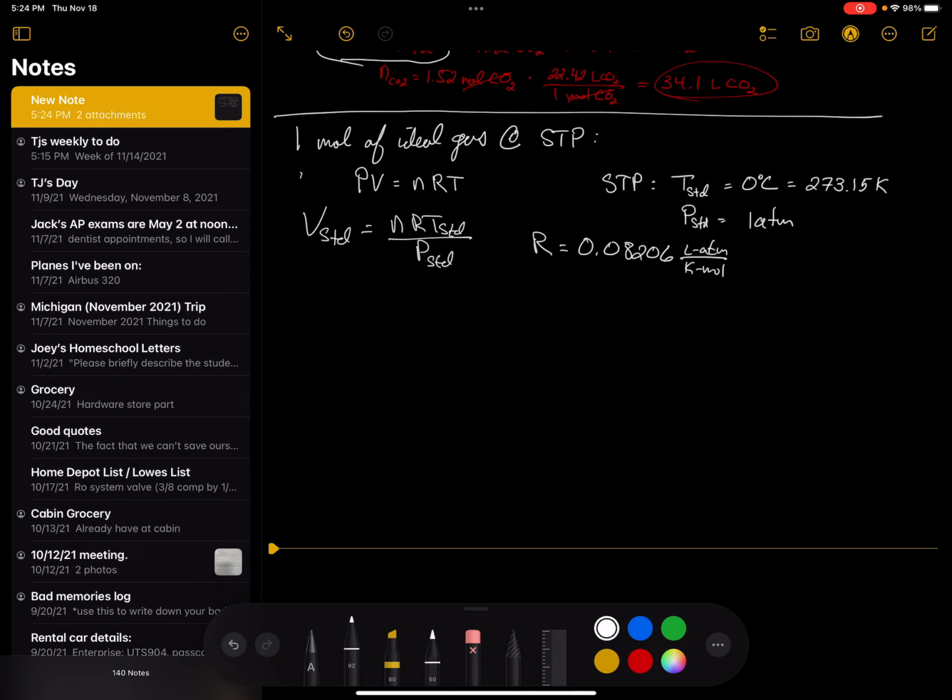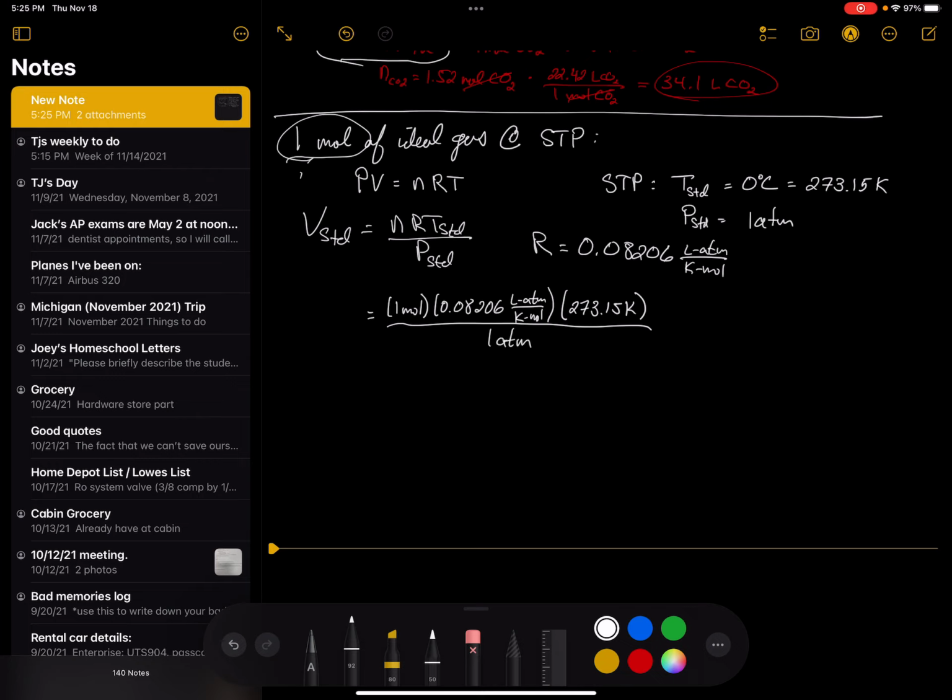Okay, so we can go ahead and plug all of this information in. We know what n is, we're saying 1 mole. We know R, we know standard temperature, and we know standard pressure. So we can enter all of these into the ideal gas equation and get 1 mole times our R value, 0.08206 liter atmosphere over Kelvin mole, times standard temperature, 273.15 Kelvin, all divided by standard pressure, which is 1 atmosphere.